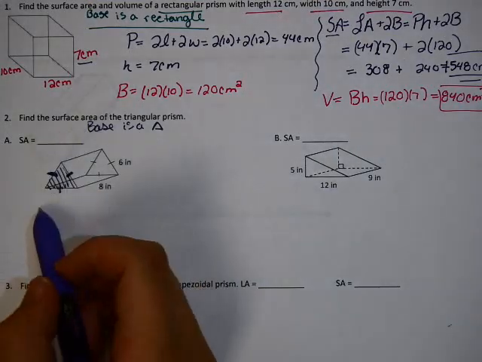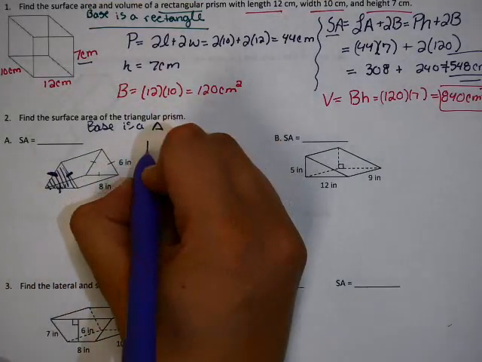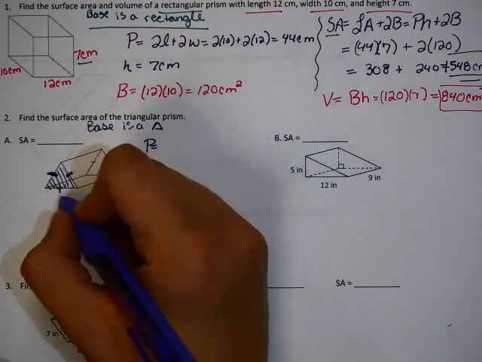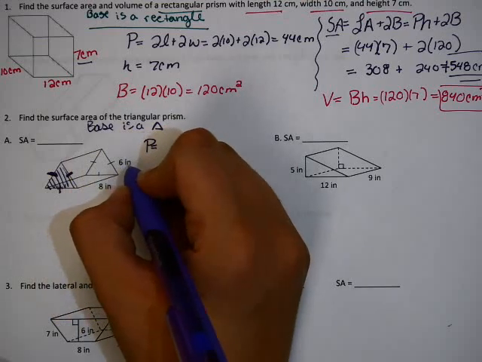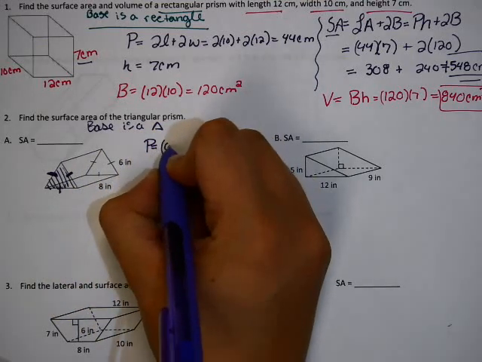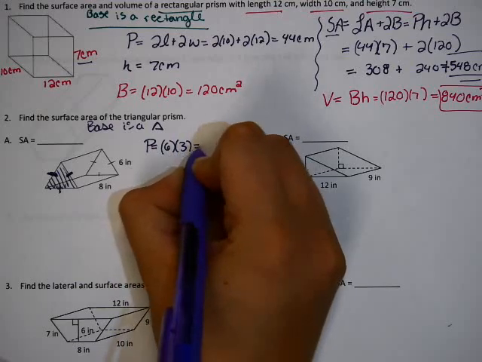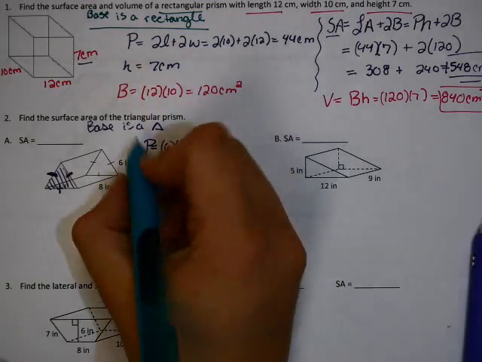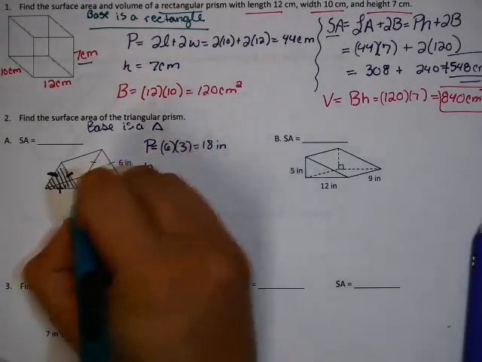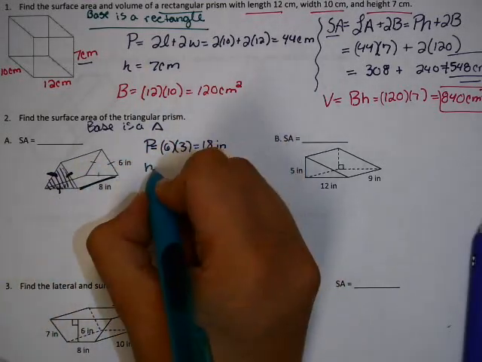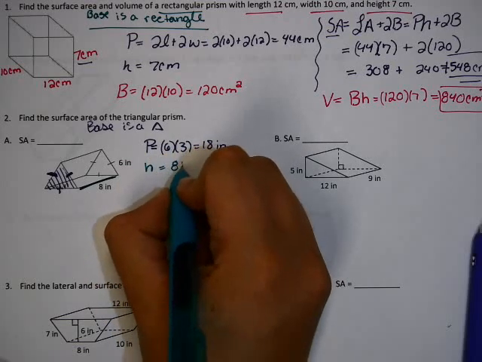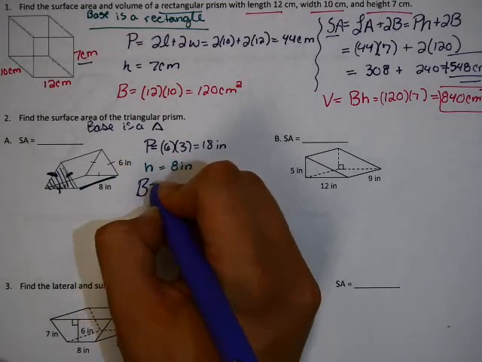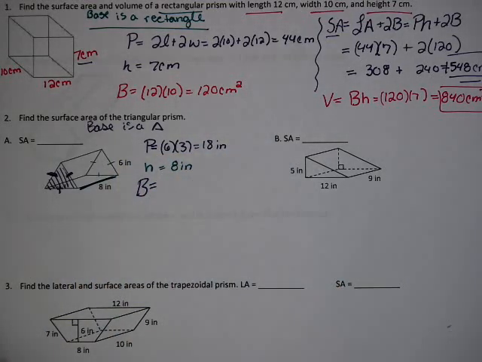Okay. Well, now let's find our perimeter. So our perimeter for a triangle, since they're all the same sides, is 6. So 6 times 3 is 18 inches. The height, so the height of our prism is 8 inches. So from base to base is 8 inches. And then the area of the base is what we need to find next.